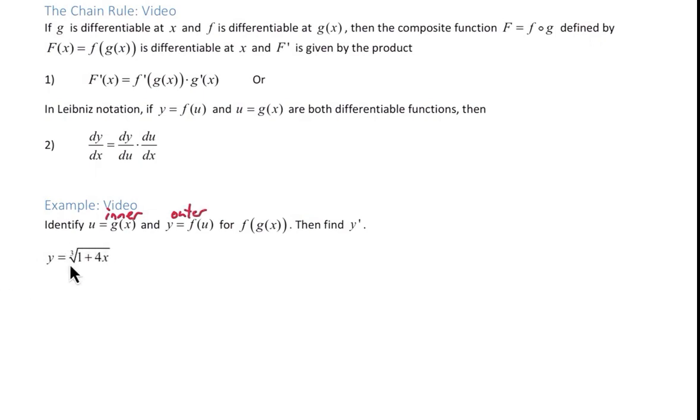So looking at this function, we can see that it is a composite function. 1 plus 4x is inside the cubed root function. So the inner part here is u equals g of x, or 1 plus 4x. The outer part is y equals f of u, or more specifically, the cubed root of u.